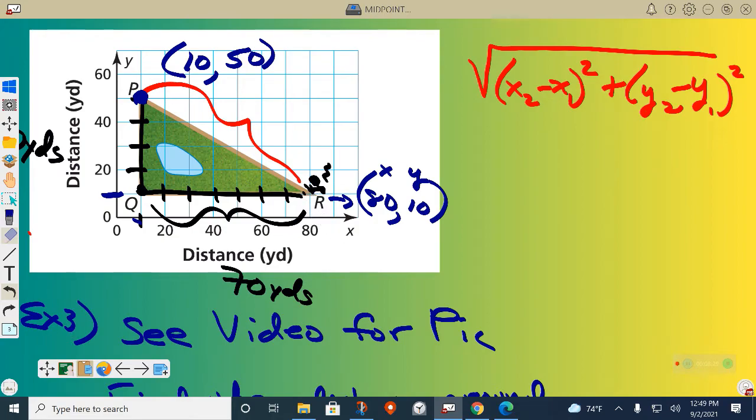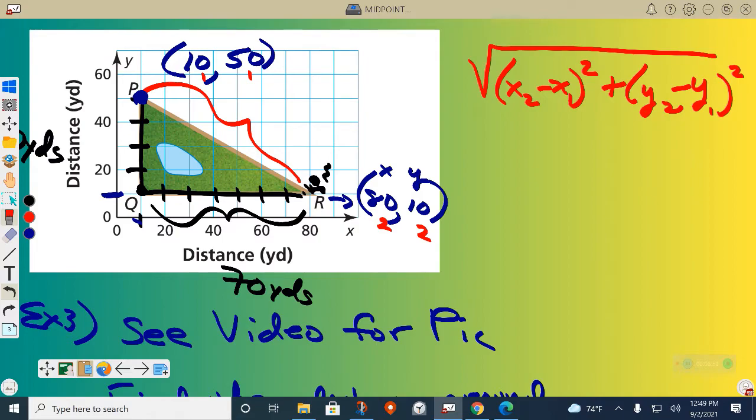Okay? Point R. So remember yesterday, the very first step is assign your subscripts, your sub 2s and your sub 1s. So I'm going to do that in red here. I'm going to make these my sub 2s, and I'm going to make these my sub 1s.